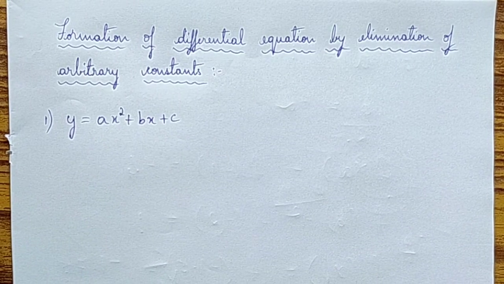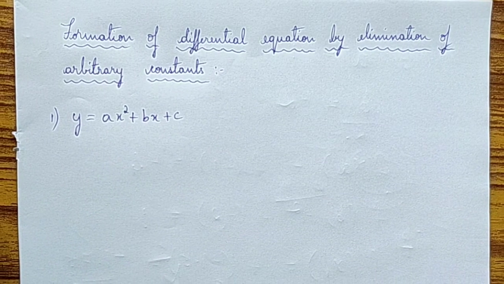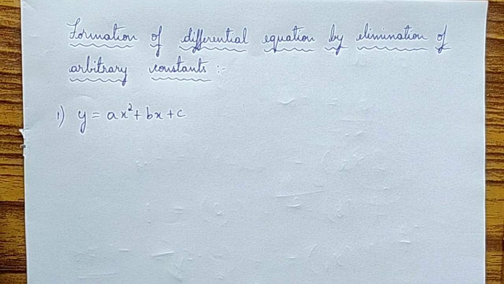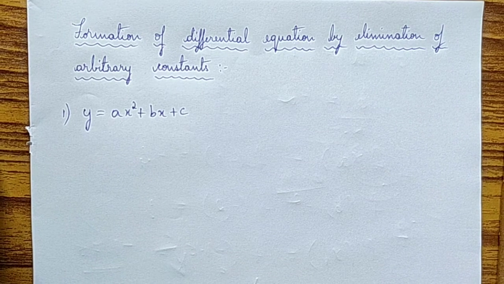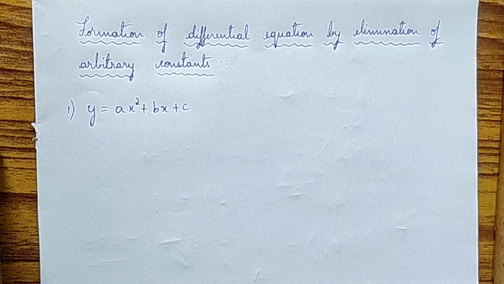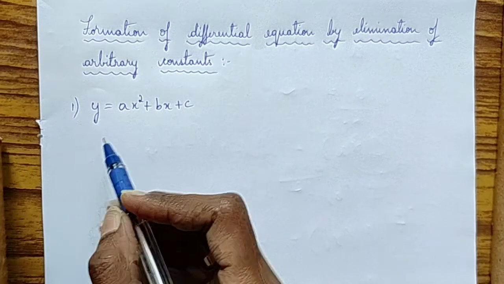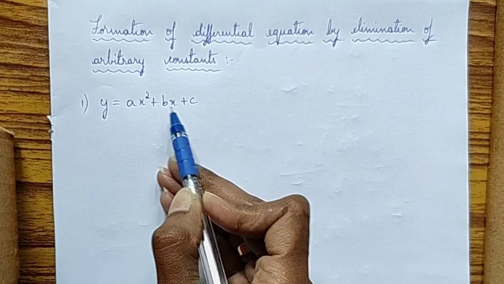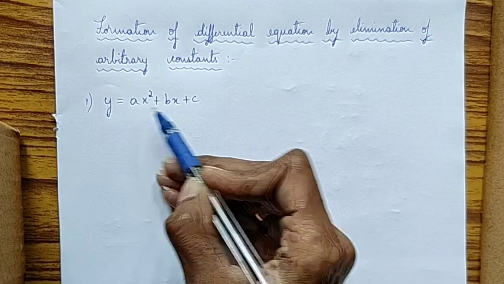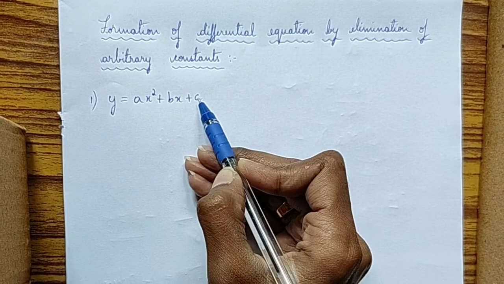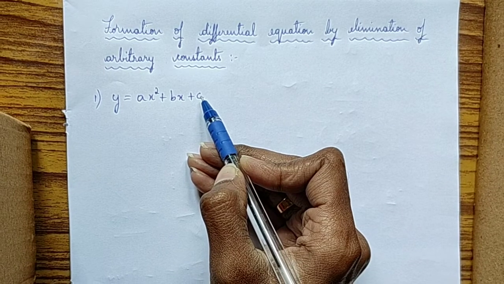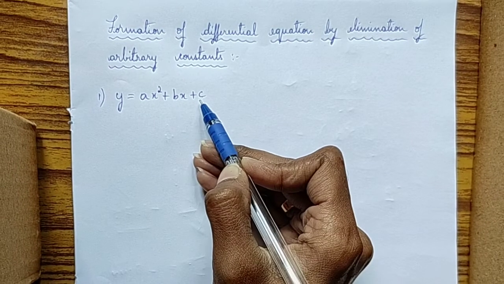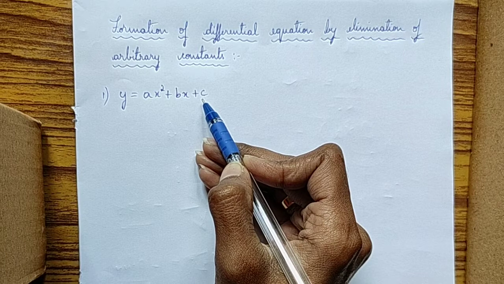Good morning everyone. Today we are discussing formation of differential equation by elimination of arbitrary constants. First of all, what is an arbitrary constant? Looking at example 1, we have the equation y = ax² + bx + c. Here a, b and c are the arbitrary constants. We have to eliminate these arbitrary constants and form a differential equation.